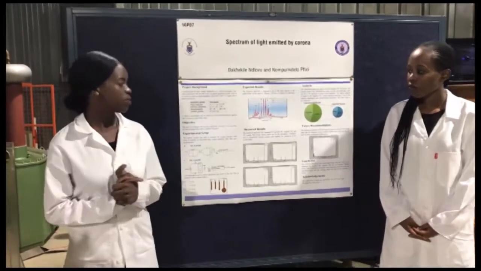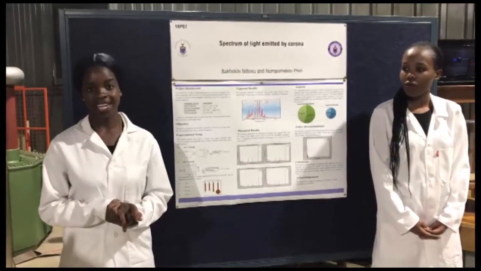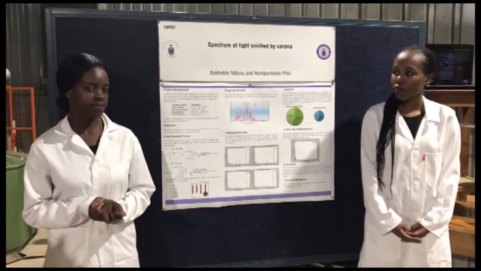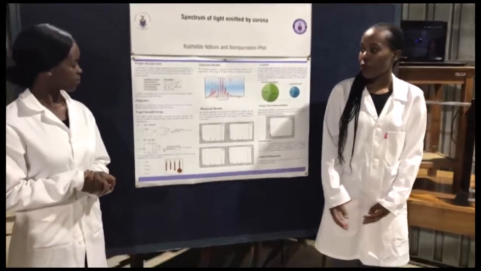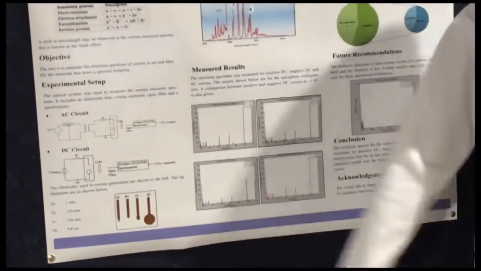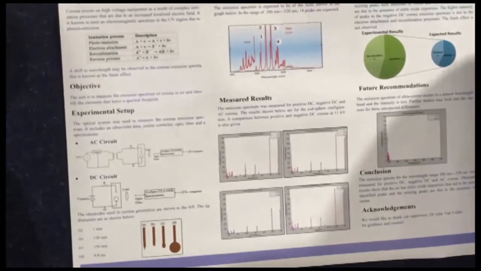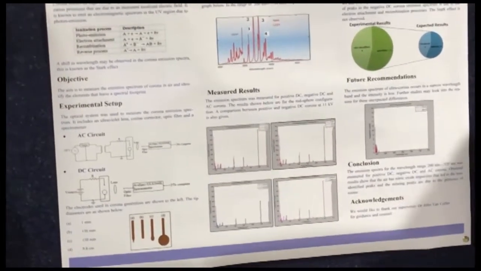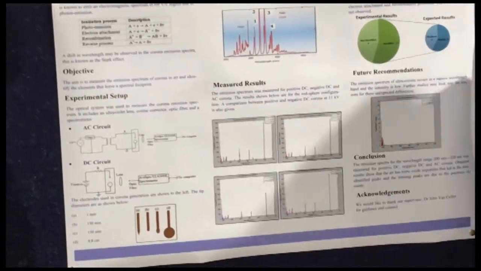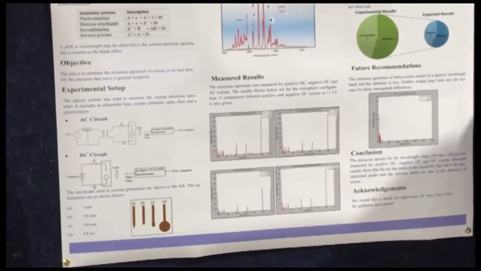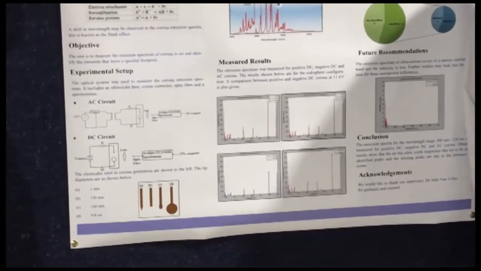The objective of the project is to measure the corona emission spectrum in air and identify elements that contribute to its spectral footprint. There are two experimental setups that are used to generate both AC and DC corona. These corona are measured using an optical detection system, which consists of an ultraviolet lens, a cosine corrector, an optic fiber, and a spectrometer.